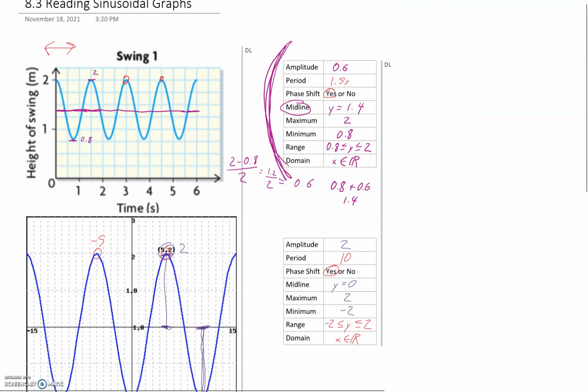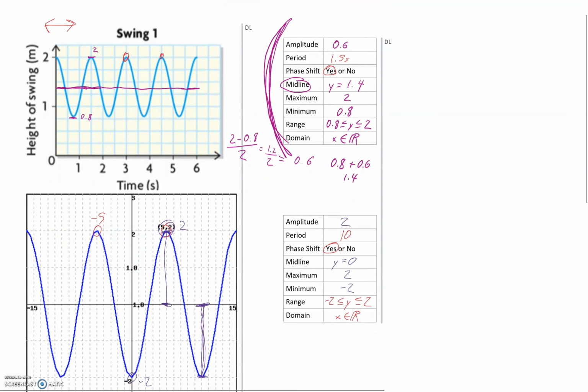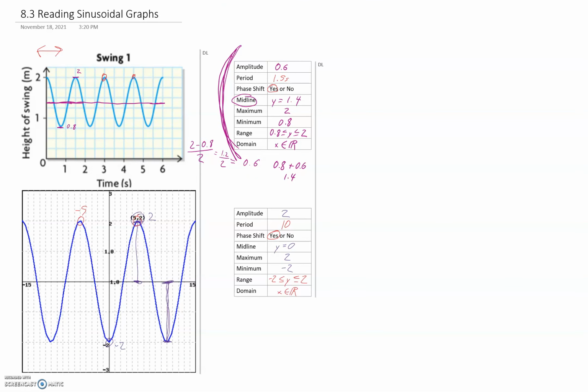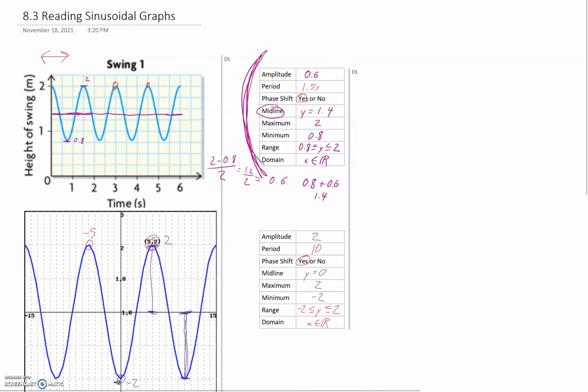All right. So I hope this video helps you understand how to read a sinusoidal graph with amplitude, period, domain, range, midline, maximum, minimum, and phase shift. Hope this video helps, and good luck.